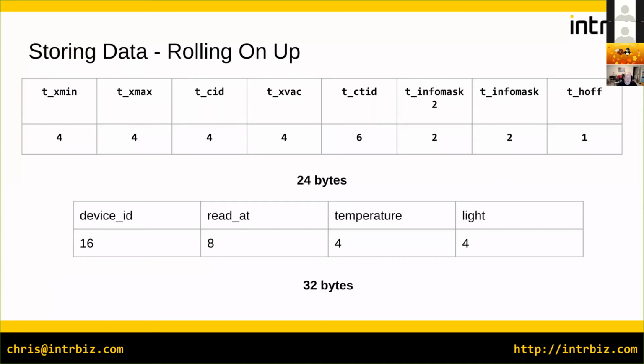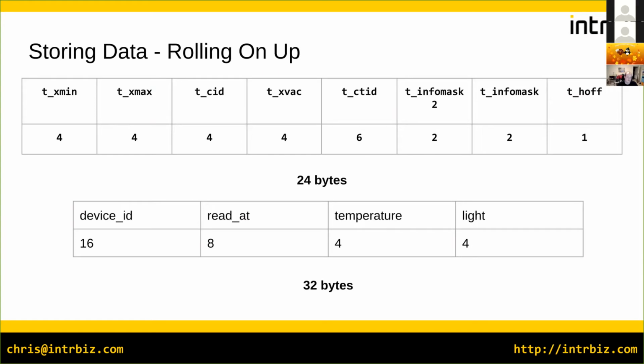So if we think about a very simple device, we had a device ID, we had the time the data was sampled, and then we've got our two actual data points, which are the temperature value and the light value. The actual binary storage space used for this data record is 32 bytes. We've got 16 bytes for the ID, 8 bytes for the timestamp, and then 4 bytes for each of the two values we're storing. But there's a whole bunch of overhead to store that row, which is actually about 24 bytes.